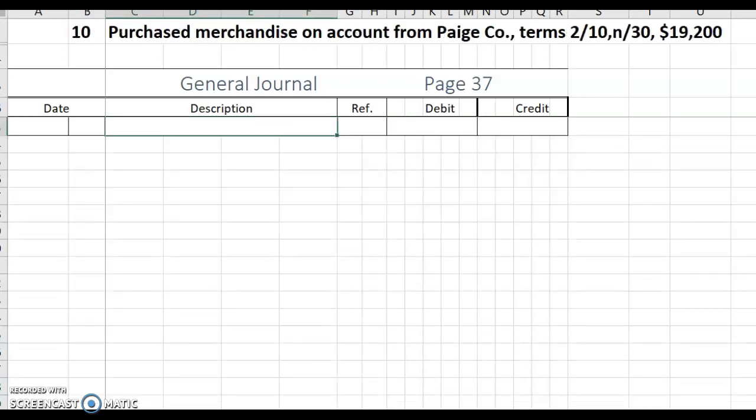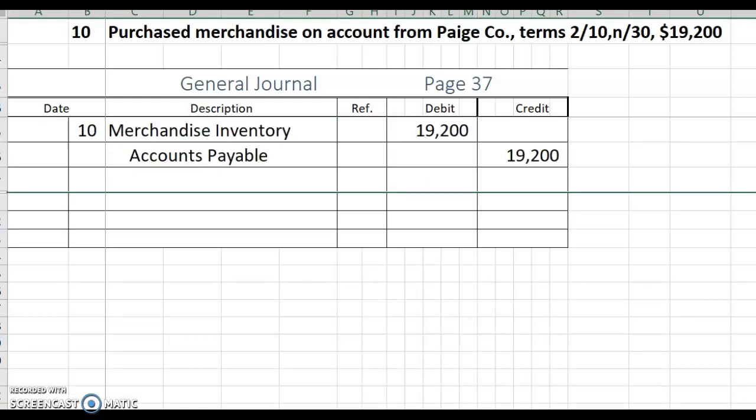Next, we purchase merchandise on account from Page Company. We'll debit merchandise inventory and we credit accounts payable to record that transaction.